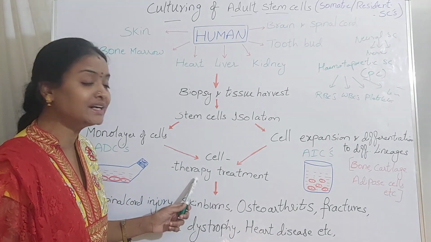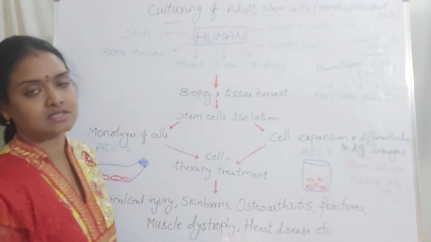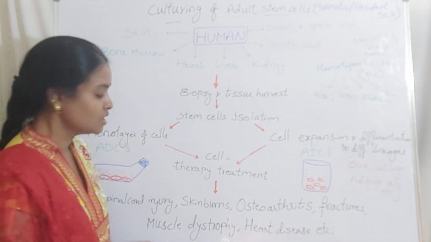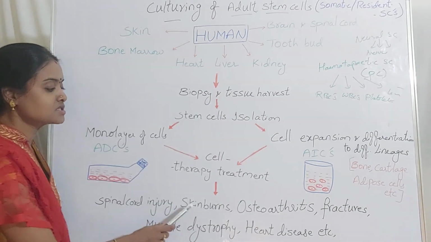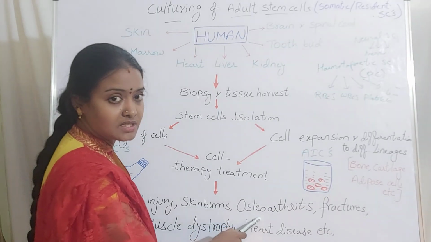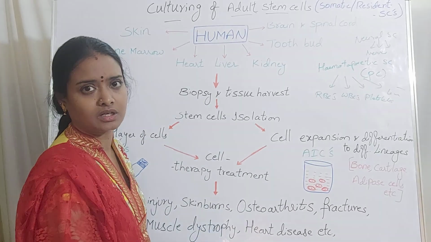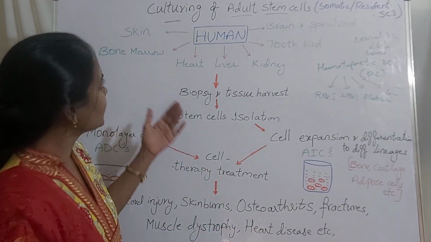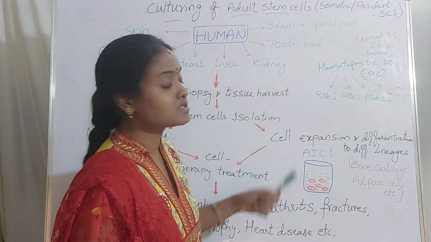You are going to treat them by using the cultured cells. Right? So where can you use these cells, what diseases can be cured by using your adult stem cell cultures? That is spinal cord injuries, skin burns, osteoarthritis, fractures, muscle dystrophy, heart diseases, etc. So in all these diseases, you can make use of these adult stem cells, right? Adult stem cells are also referred to as somatic or resident stem cells.